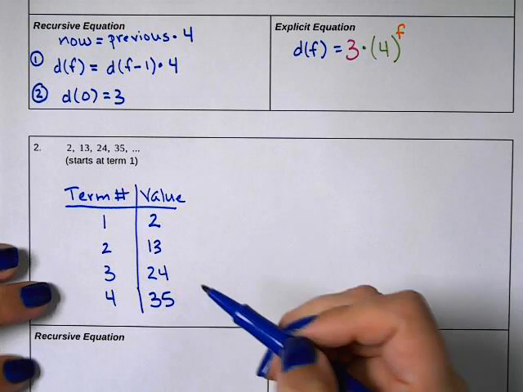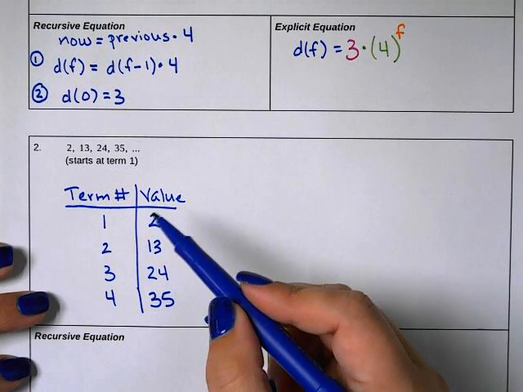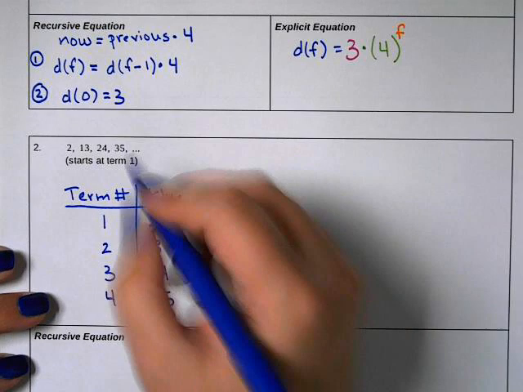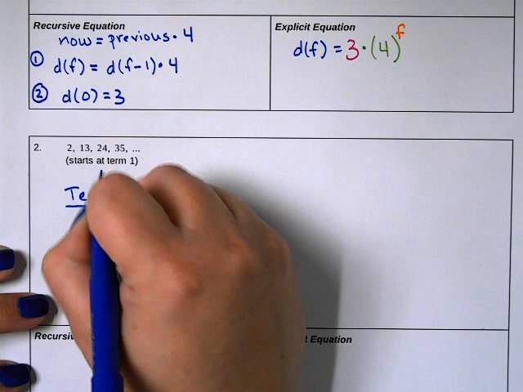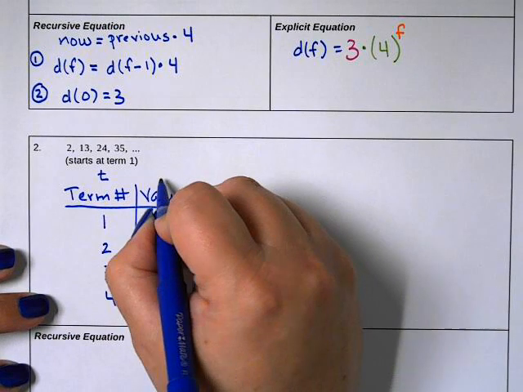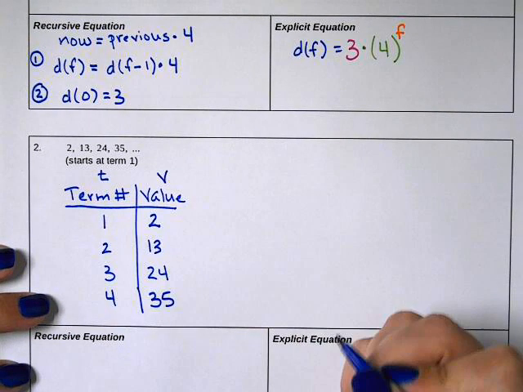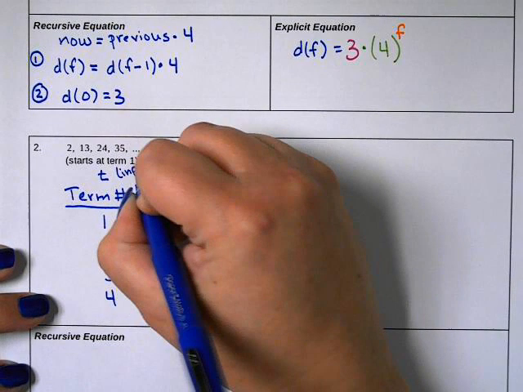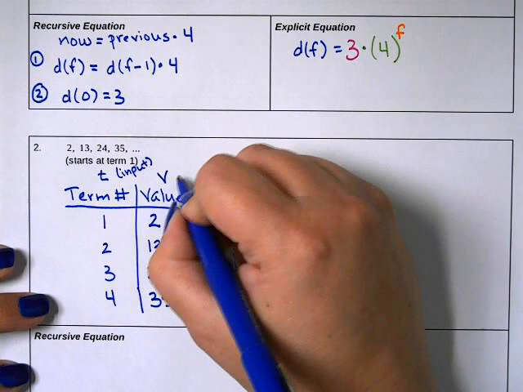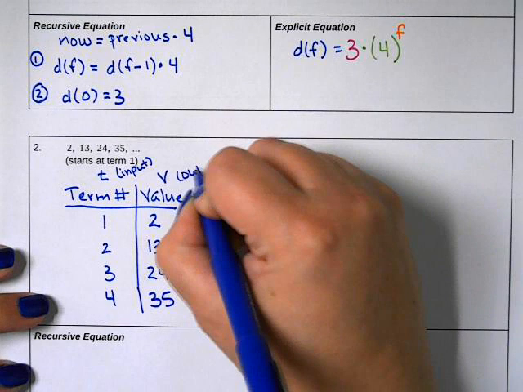So I'm going to do the same thing that I did on the problem above. I'm first going to figure out what my variables are going to be, and which one's my input, which one's my output. So my term number I'm going to call T, and for the value I'm going to call that V. I know that my term numbers are my input, and the values are going to be my output.